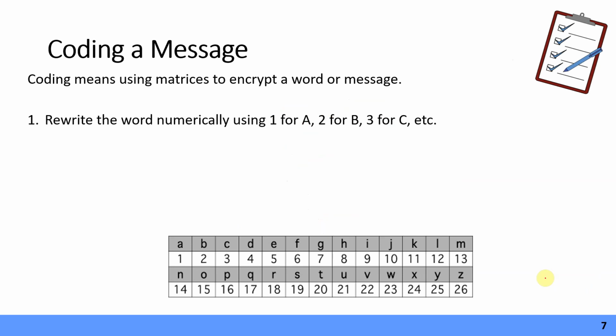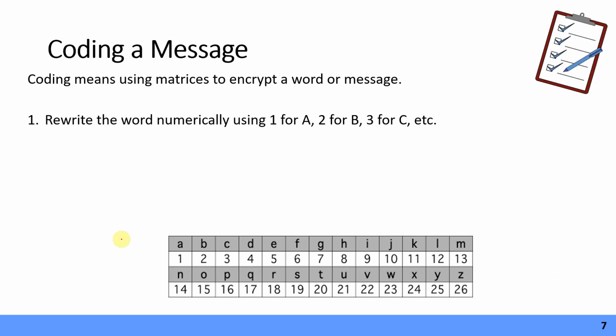So in this section, we're going to be learning how to code and decode messages using matrices. Back in the day, believe it or not, when they wanted to encrypt a message, they would use a matrix. And I'm pretty sure it's still being used. If you're into computer science, you might know a little bit about this. But we're going to learn how to do this by hand, on how to code a message and how to decode. But we're going to go ahead and start it by coding.